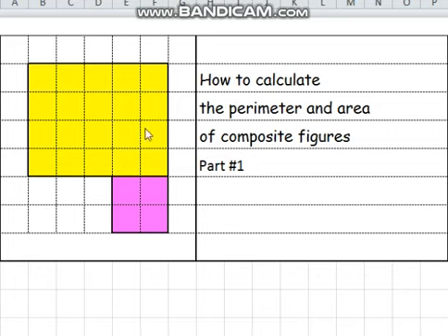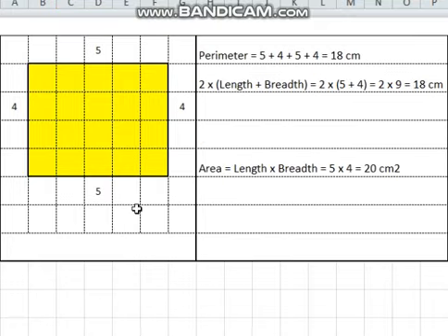So this is the first example you can see over here. This composite figure is made of two simple shapes that we have learned. The first one, the yellow shape here, is a rectangle. The second shape, the pink shape here, is a square. Okay, so let's review again how to do the perimeter and area for squares and rectangles.